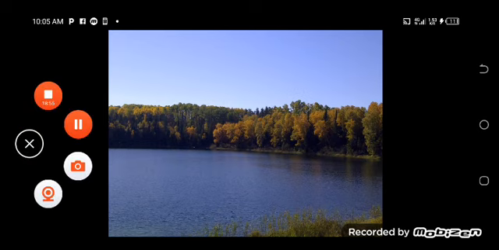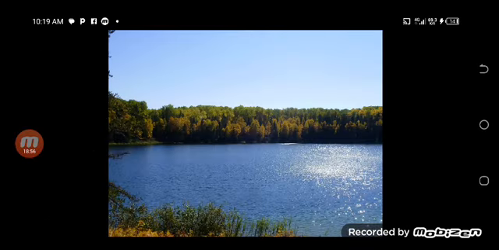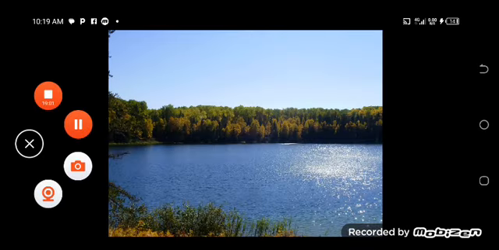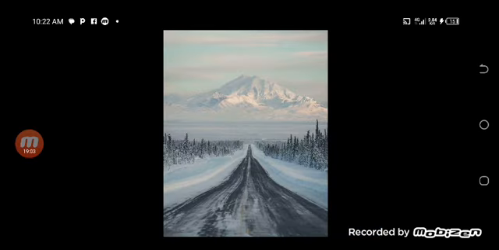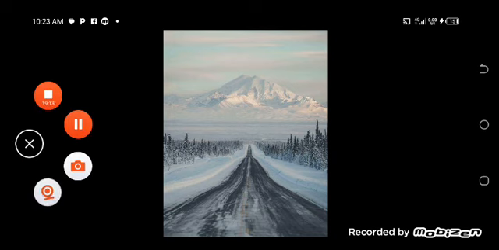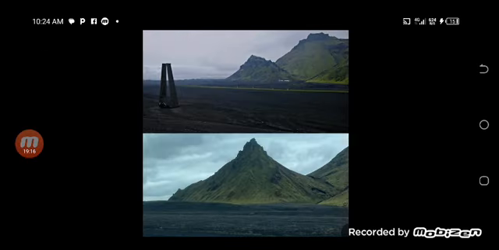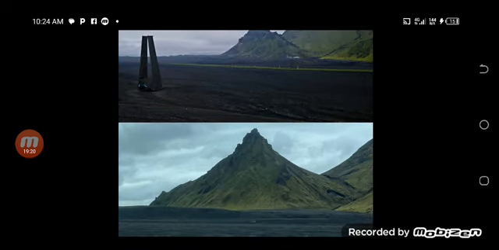So there you go. Those are kettle lakes. Yeah, that is a kame and the marginal kame.